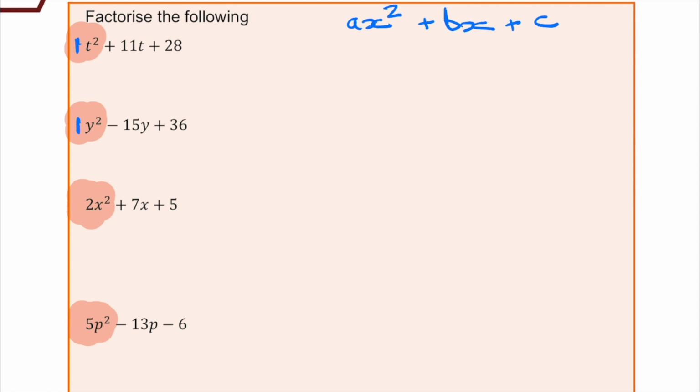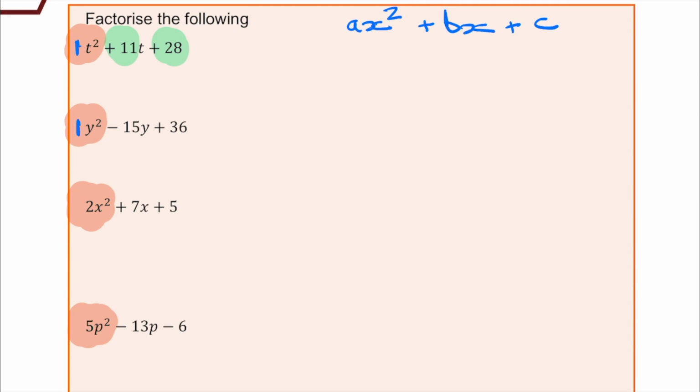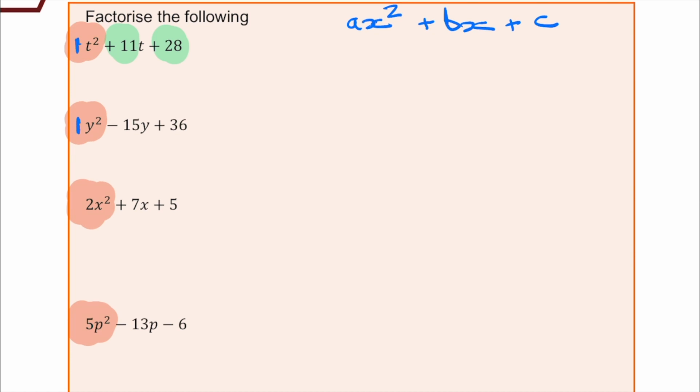So all that we actually do here is we look at the other coefficients. We've got an 11, and the constant on the end that we've got there is a 28. The way that the sum and product rule works is that you need to think of two numbers that add to give you the coefficient of the t term, so that 11 that we've got, and those same two numbers also need to multiply to give you the constant on the end, the 28. So let's take the 28, let's start with that. And let's just think, what are two numbers that multiply to give me 28?